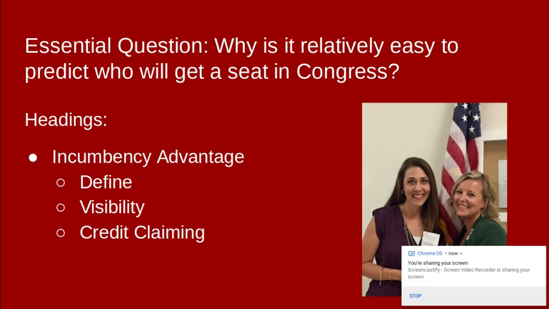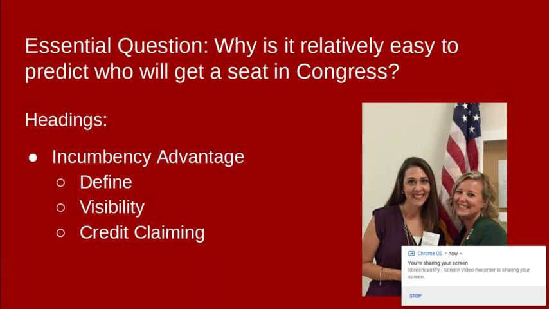So, today we're going to talk about what's called the incumbency advantage. Your essential question for today is why is it relatively easy to predict who will get a seat in Congress? And I like to break this up by talking about what is called the incumbency advantage. I'm going to define that for you today. And then we're going to talk about what that actually is and why we can predict who will get a seat in Congress.